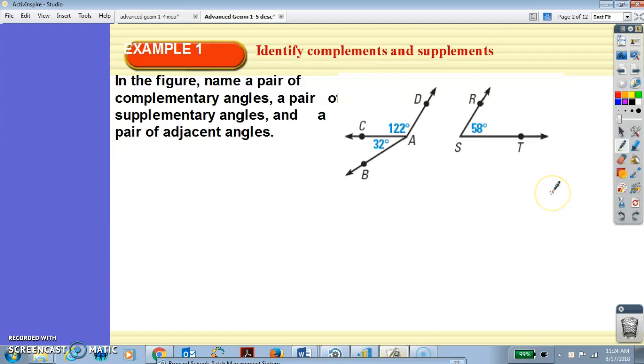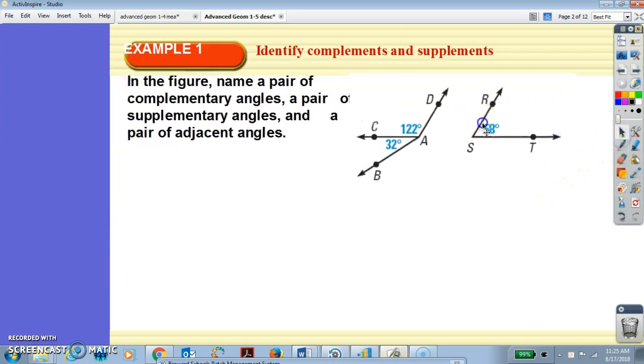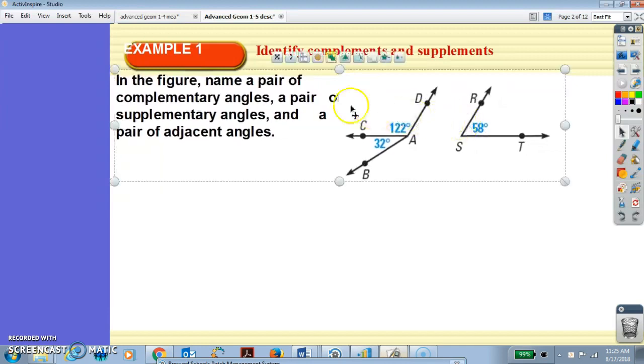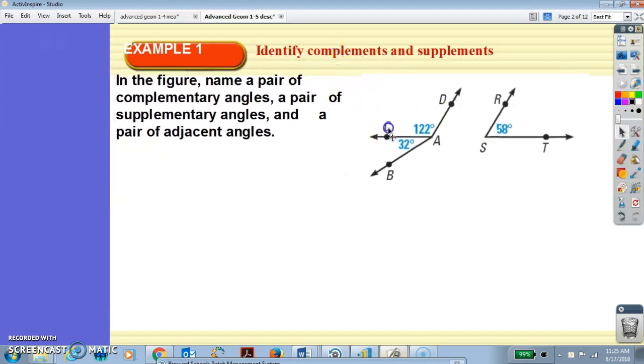In the figure, name a pair of complementary angles, a pair of supplementary angles, and a pair of adjacent angles. So the first thing we need to do is know what it is that they are talking about. So what do these vocabulary words mean?